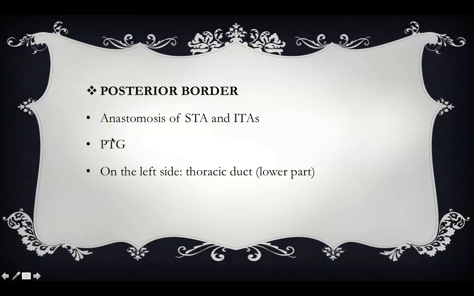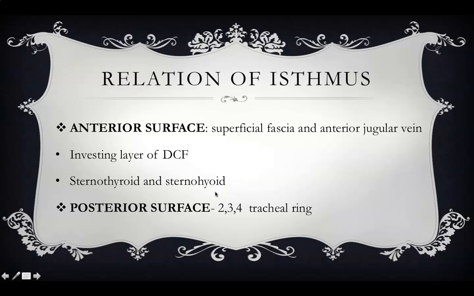Then you should know about the parathyroid glands. Most of the time we have four parathyroid glands, and they are located on the posterior surface of the thyroid. Okay, it is present posteriorly. So the posterior border is related to the parathyroid gland, and on the left side we will also come across the thoracic duct at the lower part.